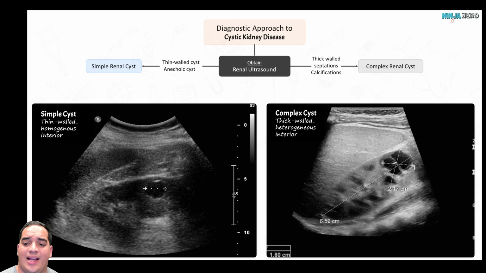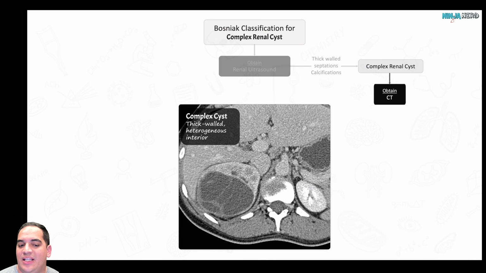So with that being said, oftentimes the best thing to do when you find a complex renal cyst is to get a better picture. And that's where a CT scan comes in. So you can kind of see this one. This definitely looks heterogeneous. You can see the septations are all present here. You can see it's very thick-walled. It's huge, definitely greater than 3 centimeters. So I have a very, very high concern for malignancy in this patient.